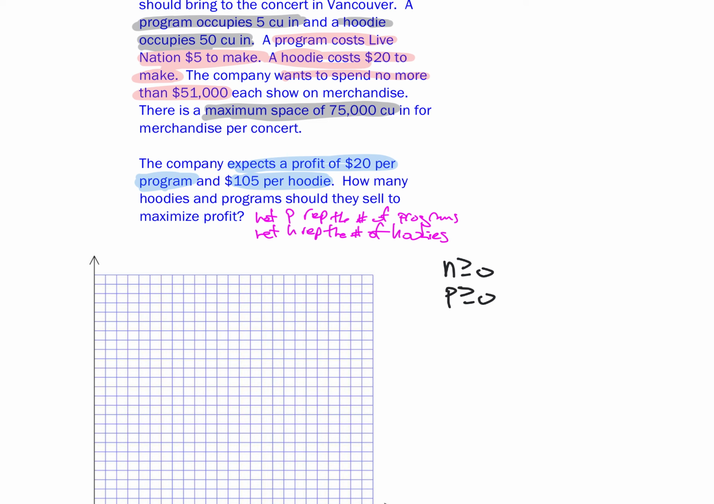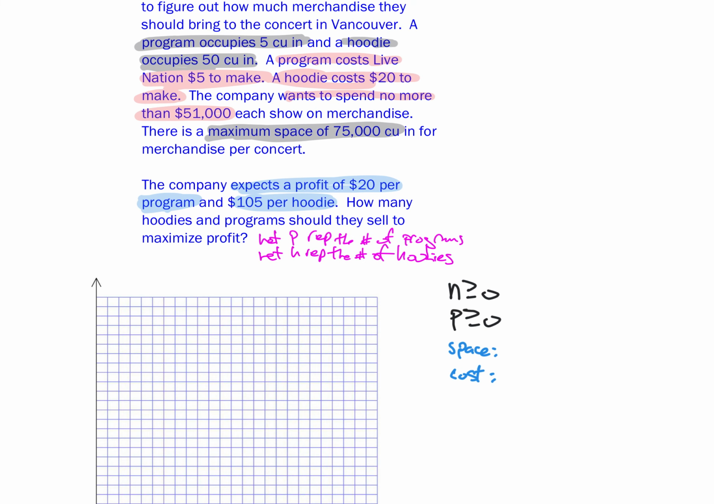Then we're looking at our 2 quantities that are mentioned in this question. Those 2 quantities are what? Cubic inches and dollars. Like space and money. And cost. Yeah, you could do it that way too. Space and cost. All right. So looking at space then, what's an inequality that we can use for space?